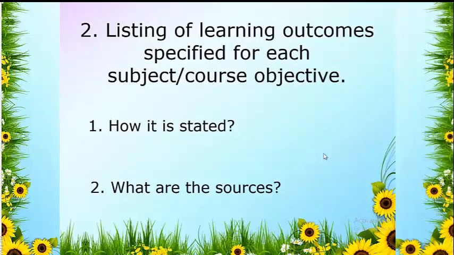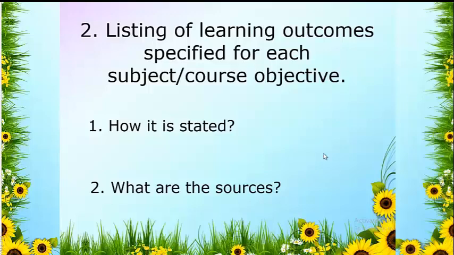Second, listing of learning outcomes specified for each subject or course objective. How is it stated? Since subject or course objectives are broadly stated, they do not provide a detailed guide to be teachable and measurable. Learning outcomes are stated as concrete active verbs like to demonstrate, to explain, to differentiate, to illustrate, and other verbs.